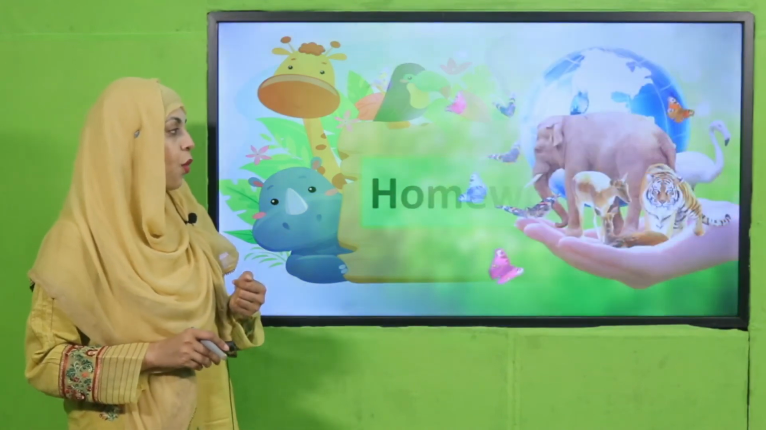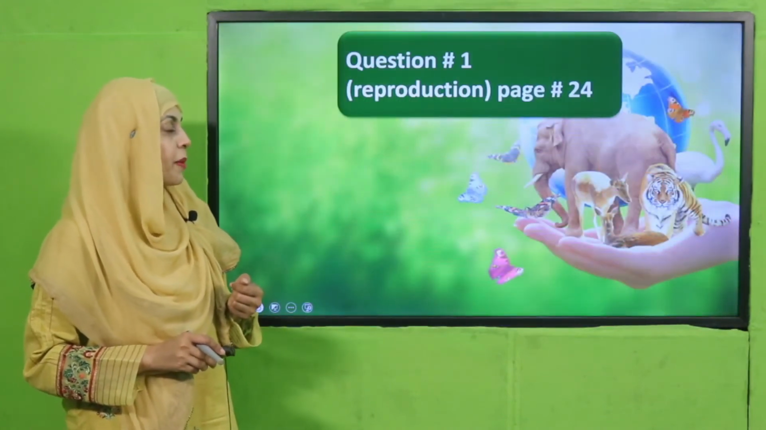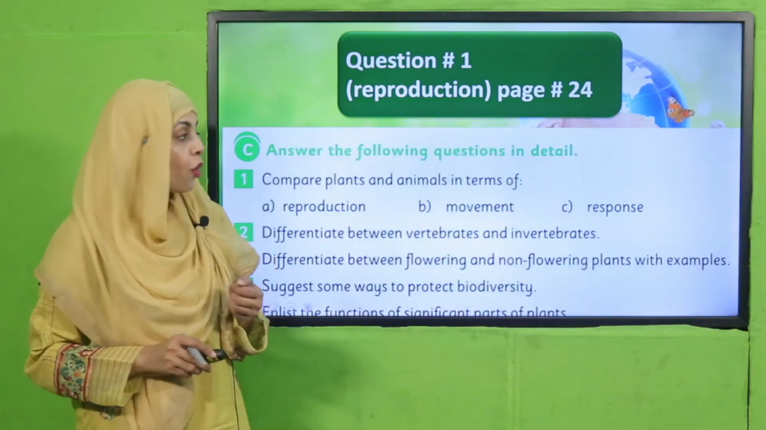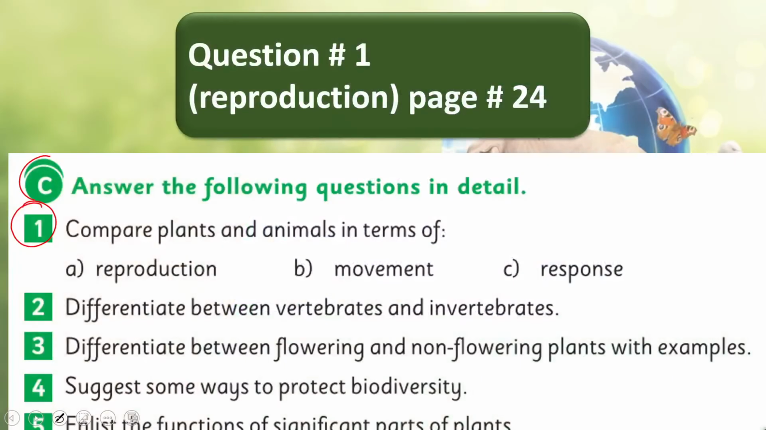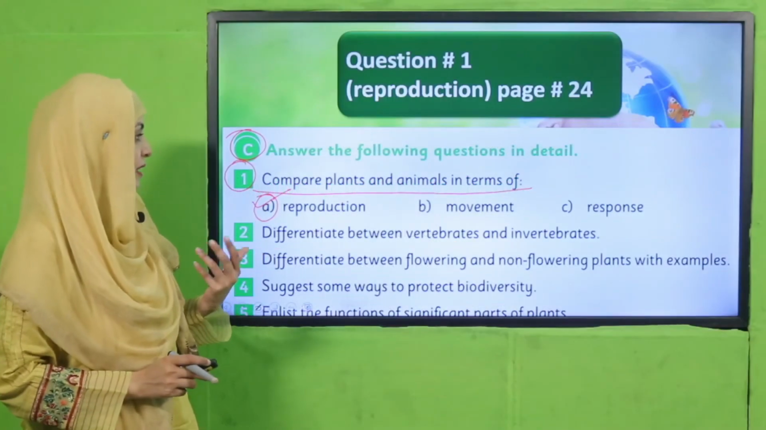So my dear students, for homework, question number 1, reproduction, page number 24. Question number 1 of exercise C, compare the plants and animals in terms of reproduction. Today you will only do reproduction. ठीक है, plants में कैसे reproduction होती है, animals में कैसे होती है. Plants जो है they make seeds, whereas animals lay eggs or give birth to live ones. So एक तरफ आप plants लिखेंगे, दूसरी तरफ column में आप animals लिखेंगे, बीच में line draw करें, and then this is how you can make the difference.